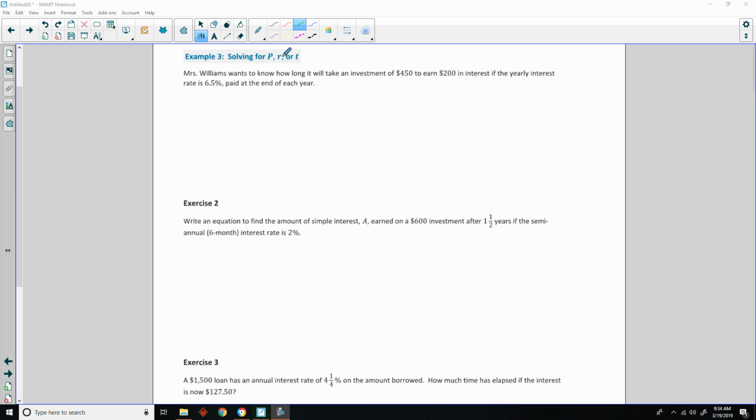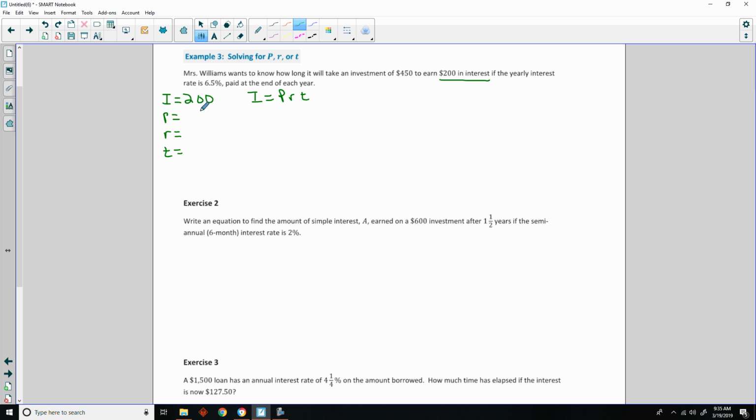Example 3 says solving for P, R, or T. Mrs. Williams wants to know how long it will take an investment of $450 to earn $200 in interest if the yearly interest rate is 6.5%, paid at the end of each year. So this is where it's really important to write what we're given on the side and get comfortable with the variables we use. So we write the formula I equals PRT, substitute in the given. I is interest, and she wants to earn $200 in interest, so there's our I.